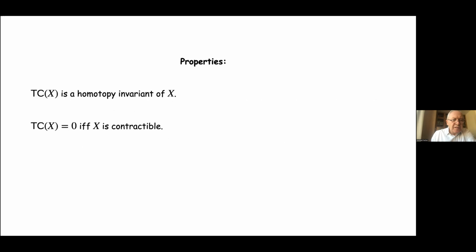This TC(X) has the following important properties. The first property states that TC(X) is a homotopy invariant of X, so it depends only on the homotopy type of X. And the second says that it is zero if and only if X is contractible. In fact, the second property is equivalent to that lemma which we saw earlier.